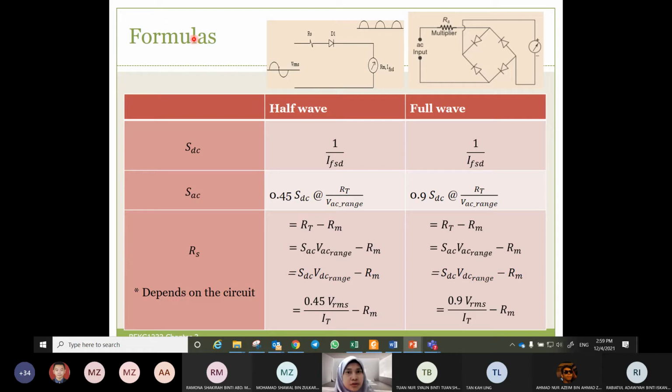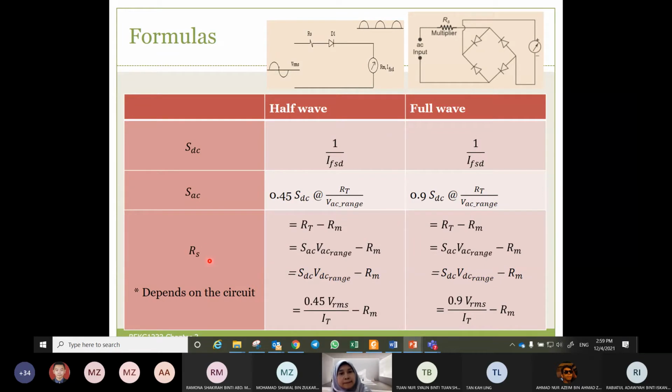Okay, this is the summary of the formula for half wave and full wave rectifier for AC meter. Okay, SDC is equal to 1 over I, for half wave and full wave. SAC is equal to 0.45 of SDC for half wave, 0.9 SDC for full wave. Or you can calculate S is equal to R total over V range, divided with VAC because SAC. So AC here, AC here as well.